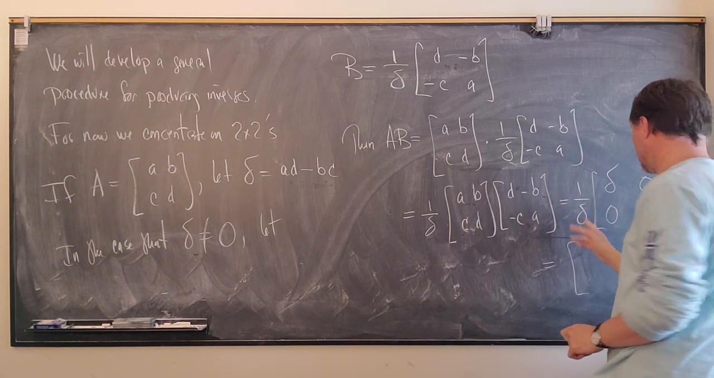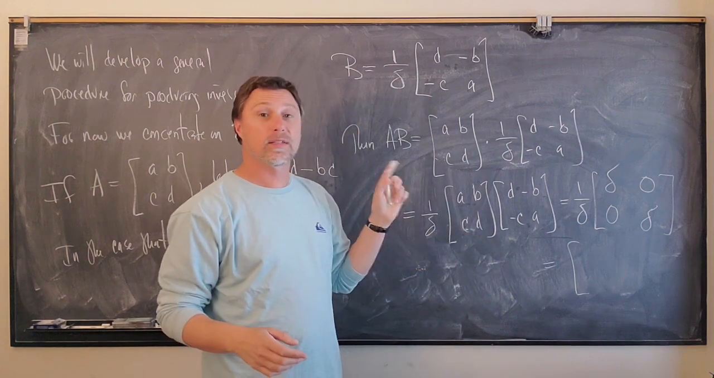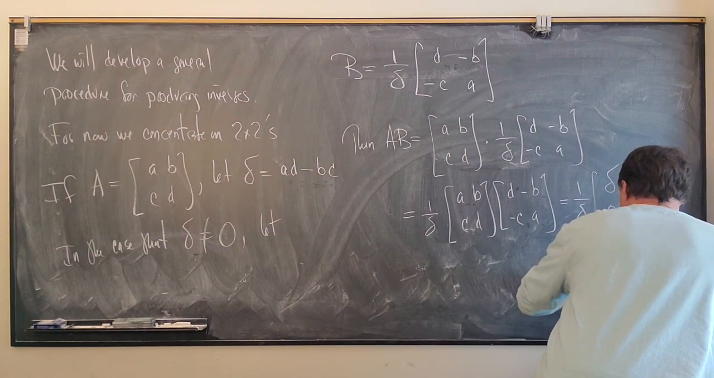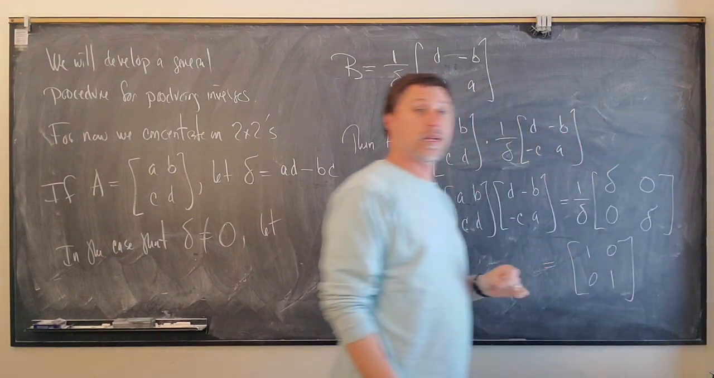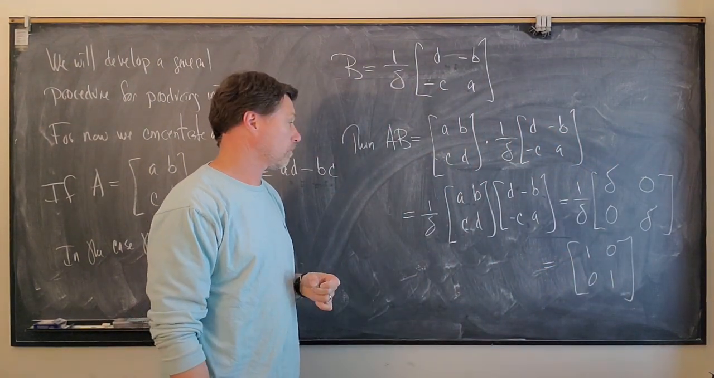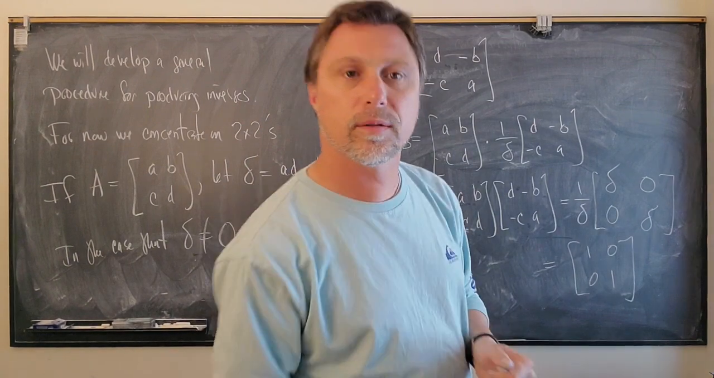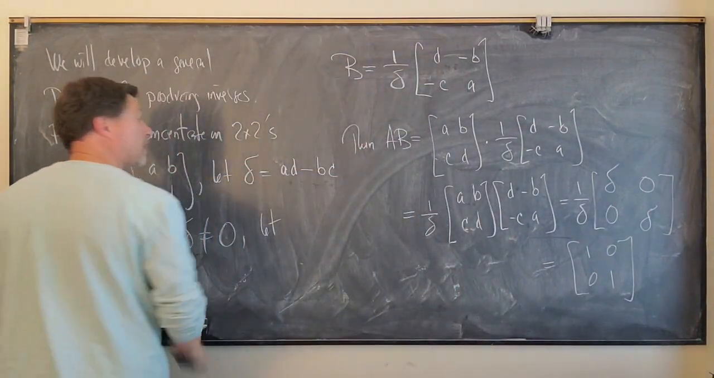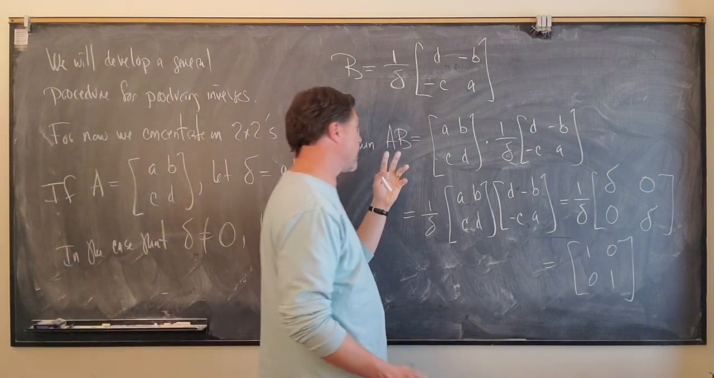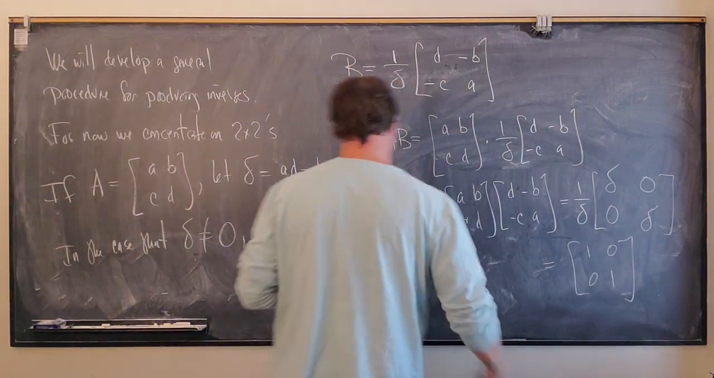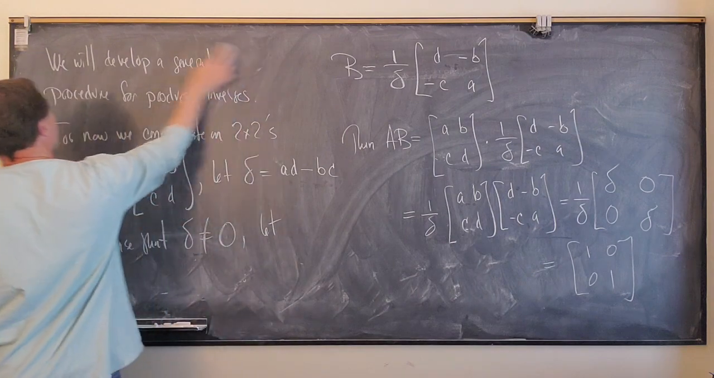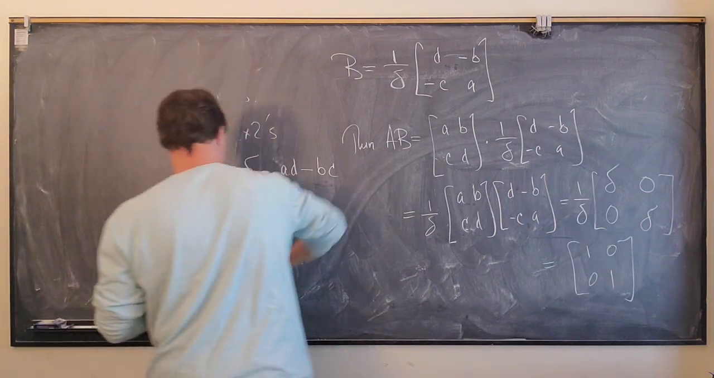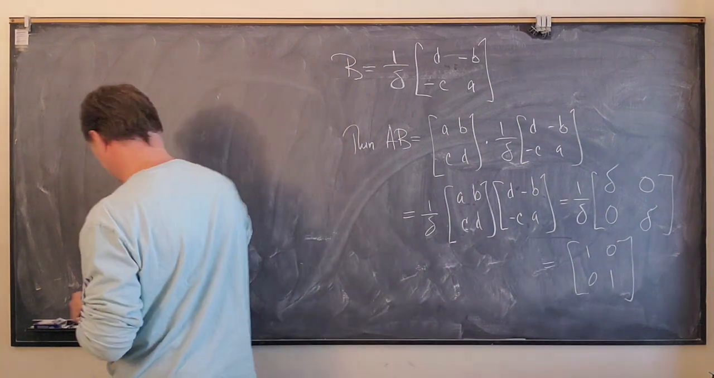And so, what do we get when you multiply this through? 1 over delta times the matrix delta, 0, 0, delta. That is the 2 by 2 identity matrix. You can check that if you multiply in the opposite order, you'll also get the identity matrix. So BA is also equal to the identity matrix. So what we just did is we produced the inverse for the 2 by 2 matrix A.